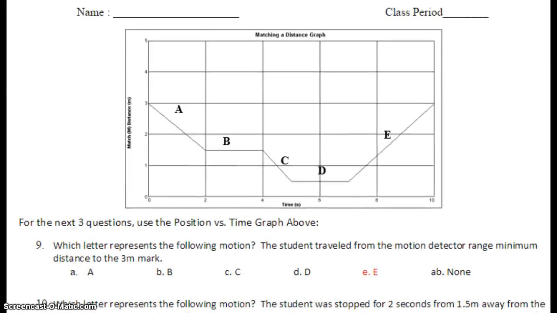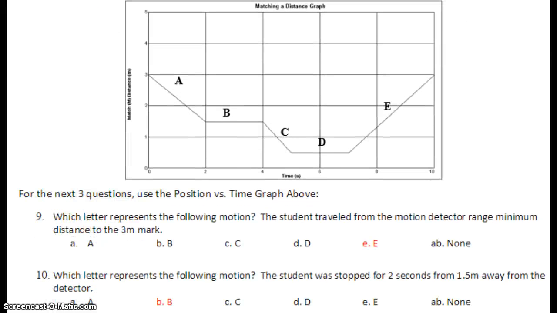Moving on to number 9. I'll try to get this whole graph in here. Okay. So if I look here for the next 3 questions. Which letter represents the following motion? The student traveled from the motion detector range minimum distance to the 3 meter mark. Well, the range minimum that you found on your motion detectors was 0.5 meters, and you should know that, right? That was something that we tried to really stress. Moved away to the 3 meter mark, so that's segment E.